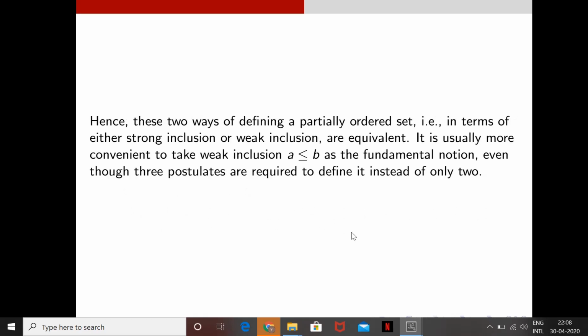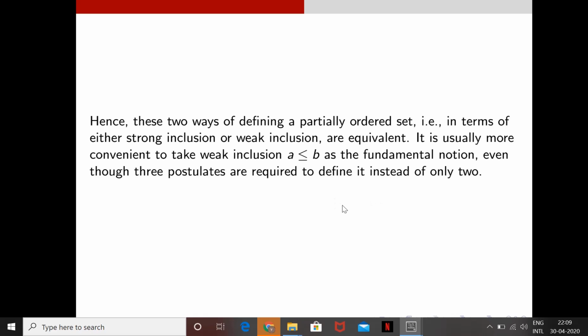Now there are two ways of defining a partially ordered set. I have first used strong inclusion and then weak inclusion, but they both are equivalent. What the word equivalent means here is that if I take the statement of strong inclusion as true, then I can prove weak inclusion, and the other way around, if I take the statement of weak inclusion as true, then I can prove strong inclusion. Now it is more convenient to take weak inclusion A less than B as the fundamental notion, even though three postulates are required to define it instead of only two.